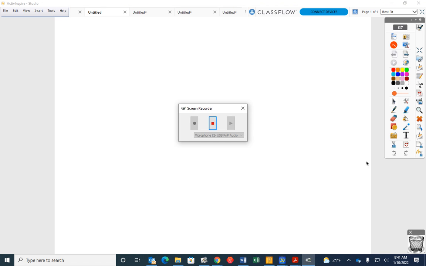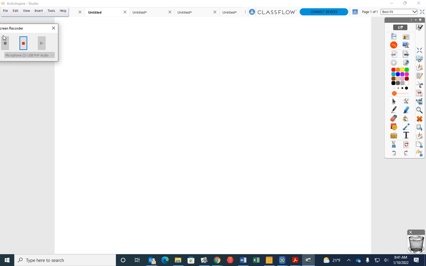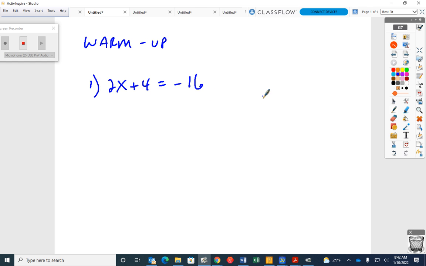Okay, this is the second part of solving two-step equations. Now, we're going to start by doing kind of a warm-up with some of the ones we did last week. Okay, so our warm-up for today, let's say I've got 2x plus 4 equals negative 16. We'll just do one. I just want to make sure we remember how to do two-step equations. Okay, so copy that example down.